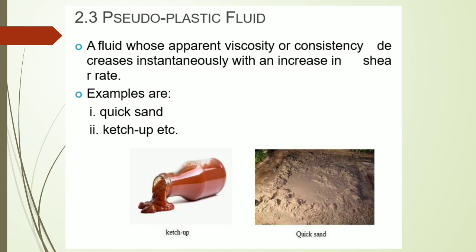Then after knowing what is this ideal fluid and real fluid, let us understand. So what is pseudoplastic fluid or what is ideal plastic fluid? Pseudo means otherwise it can be called as ideal. A fluid whose apparent viscosity or consistency decreases instantly with increase in shear rate. So what happens when I apply a shear rate or shear stress on this fluid? Apparently, the viscosity goes on decreasing.